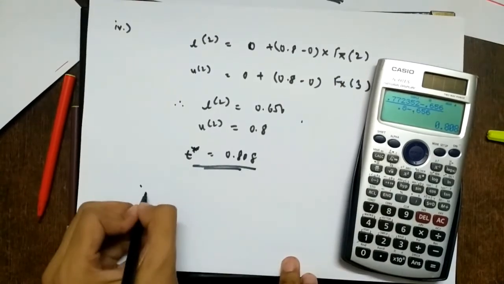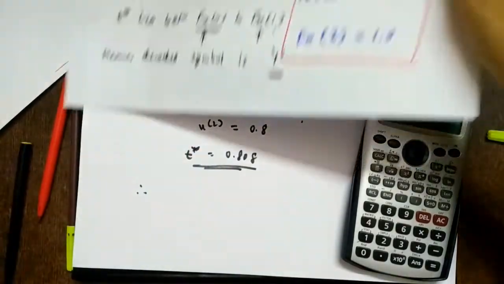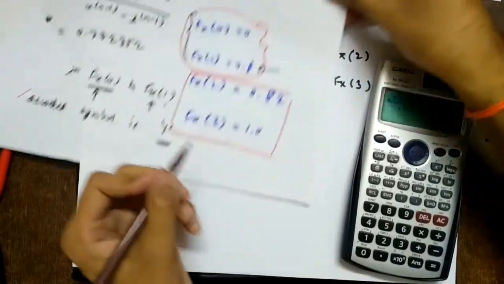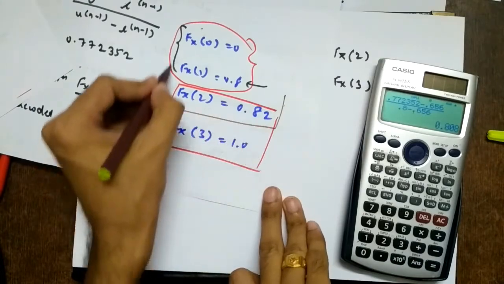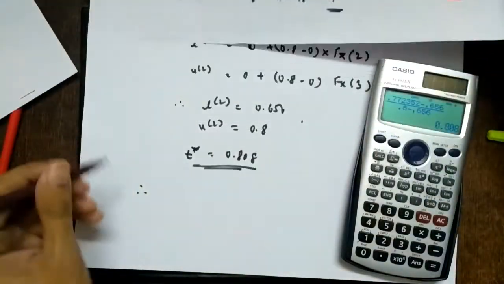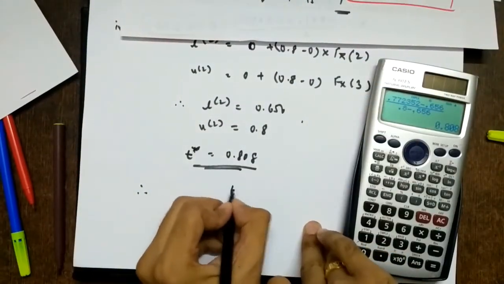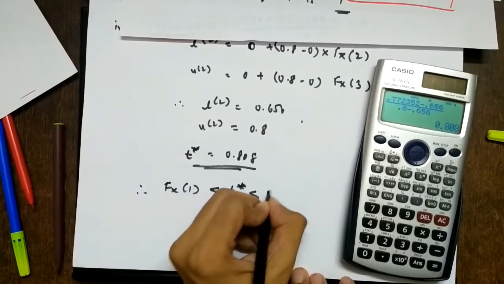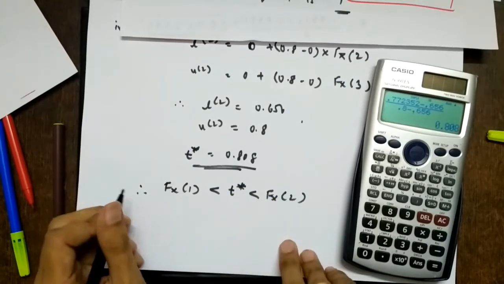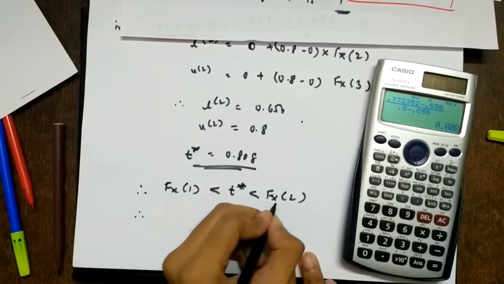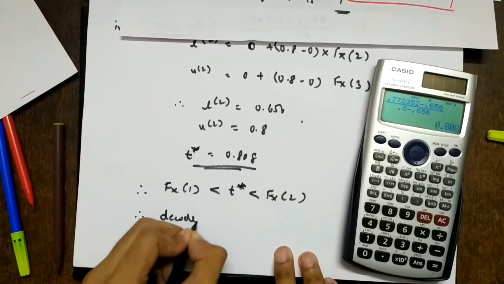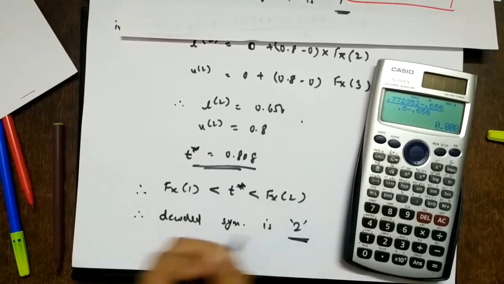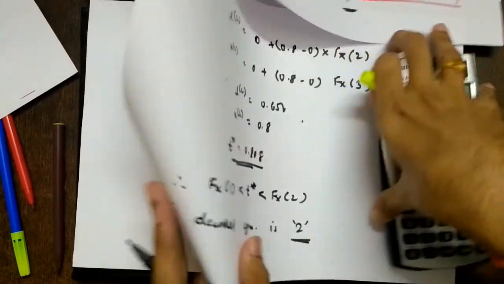Right? So if you observe, it is lying where? I'm using a brown pen now. What we have got? 0.808. So 0.808 is lying here. So it is between fx of 1 and fx of 2. So t star lies between fx of 1 and fx of 2. So we have to take the decoded symbol as what? Right side. Therefore, decoded symbol is 2. Right? So we are getting the correct sequence.